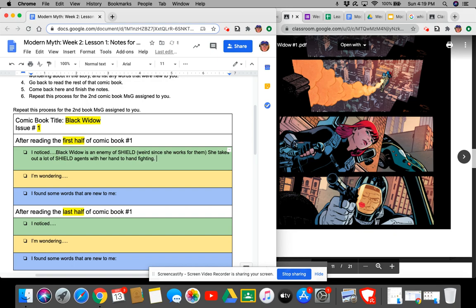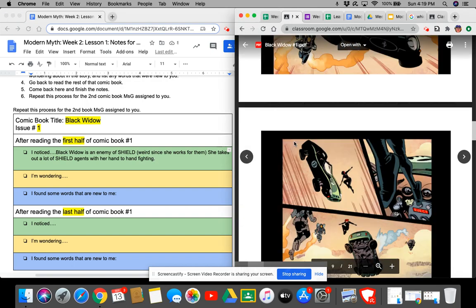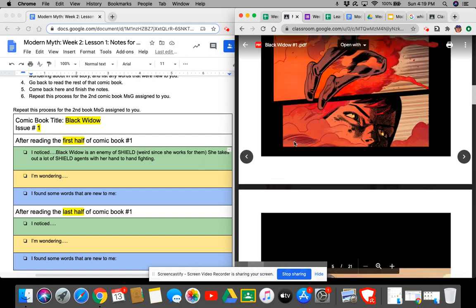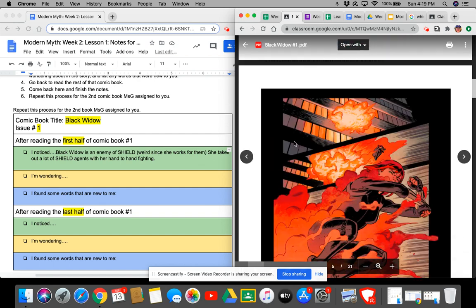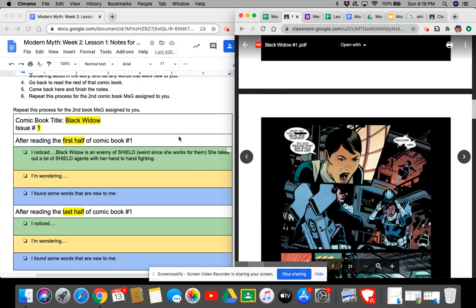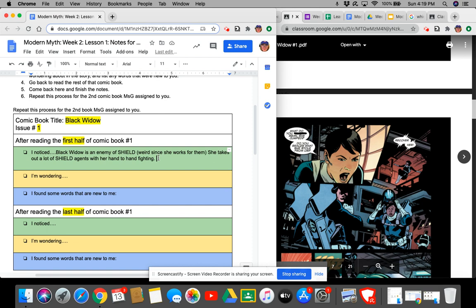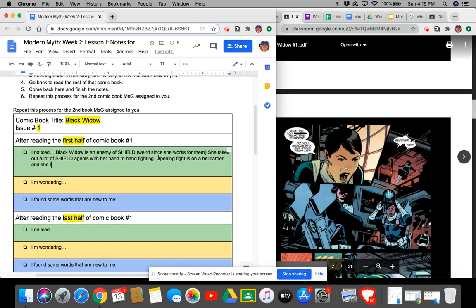What else did I notice? And it's okay to scroll back up because there's a lot happening here. I know you don't think it, but there is. Oh man, oh yeah, it's on a helicarrier. I noticed that this opening fight is on a helicarrier and she leaps out of it without a parachute.